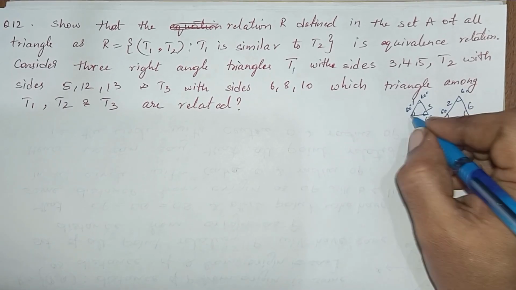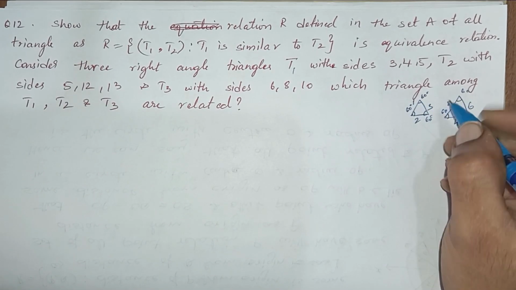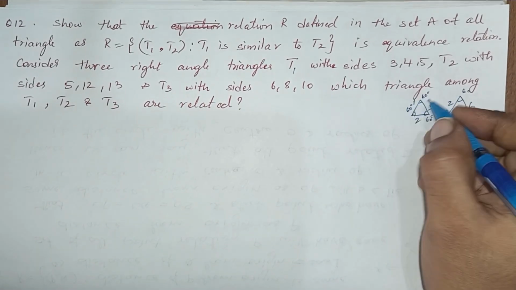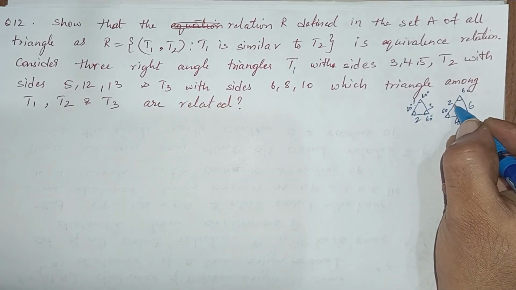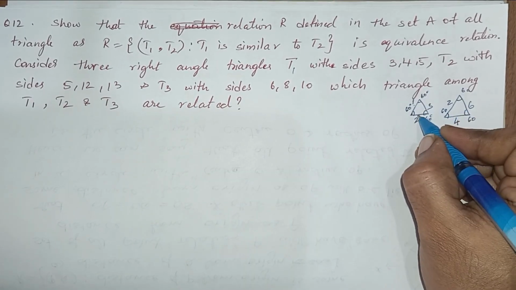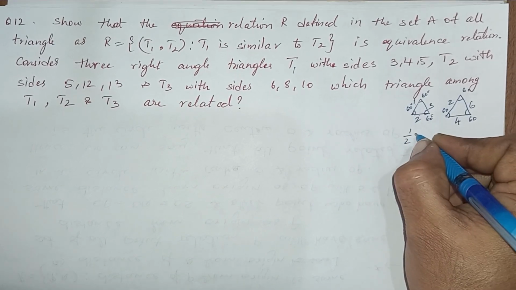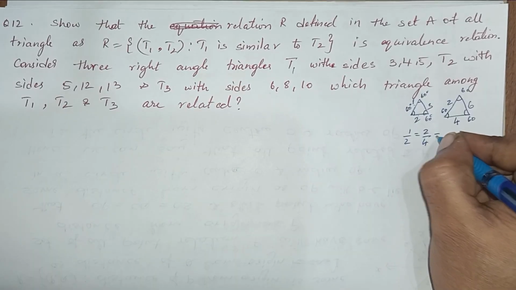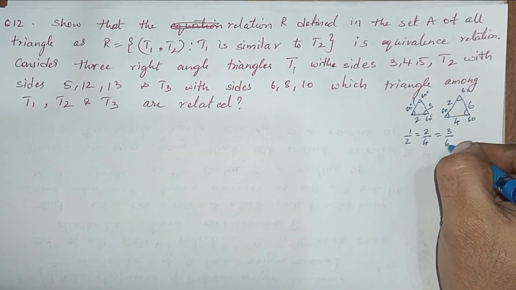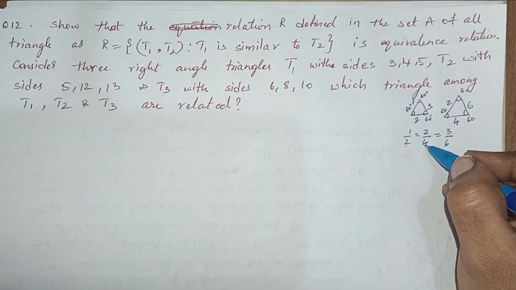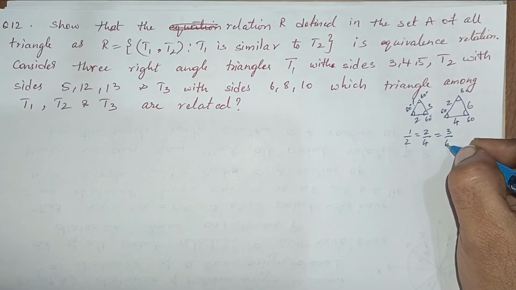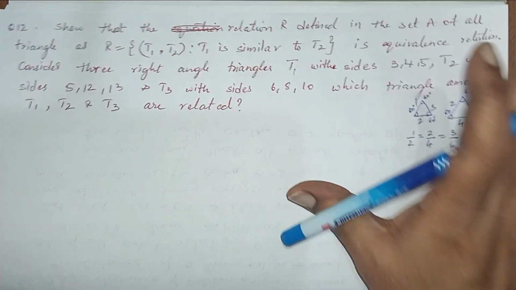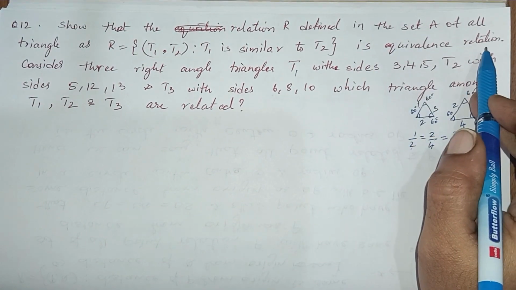If we take two triangles where one has 1, 2, 3 as its sides and the other triangle has 2, 4 and 6, you can see this side is in the ratio 1 by 2 with this, since this is 2 and this side is 4. Again this is 3 and this will be 6, so again it is in the ratio of 1 by 2 only. So triangle 1 is similar to triangle 2. Now we have to prove that it is an equivalence relation.